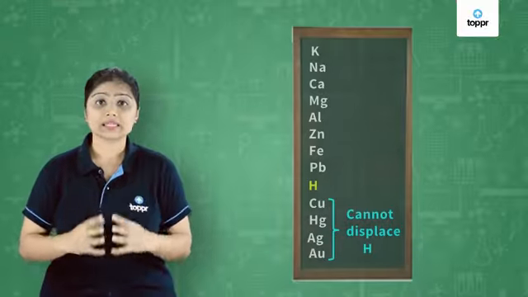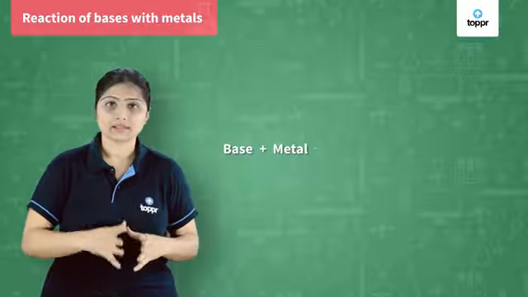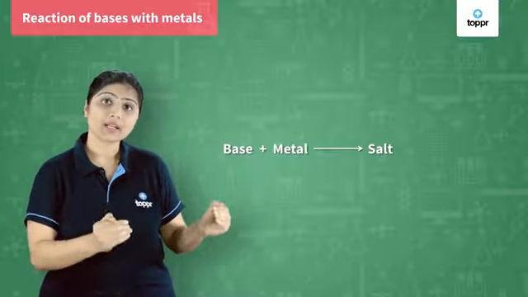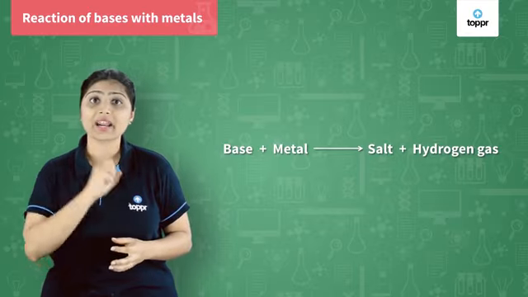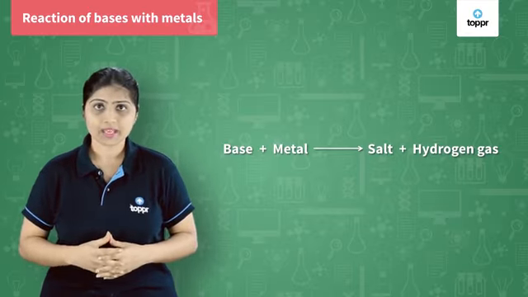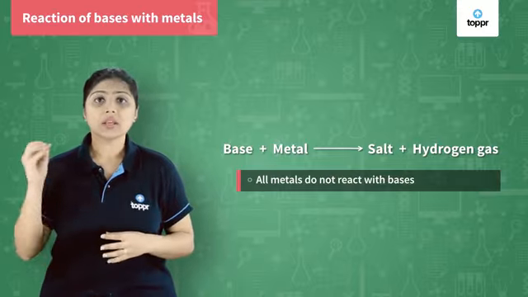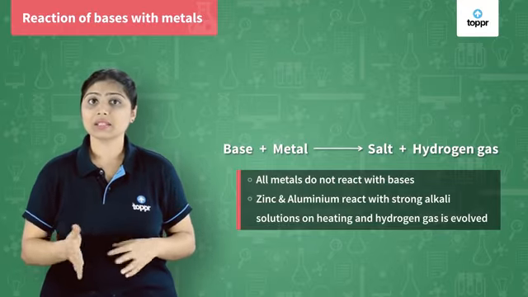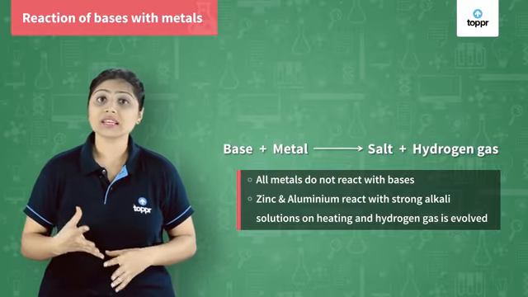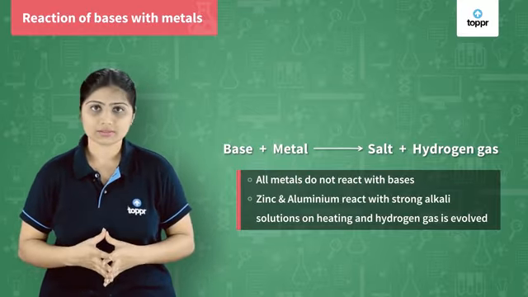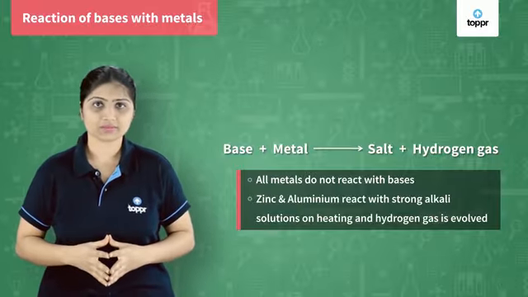Now let's come to bases. Bases react with metal and form salt and hydrogen. Here too the metal has to displace hydrogen from the base. But not all metals react with bases. Only metals like zinc and aluminium react with bases. Bases are electron donors and even metals are electron donors. So substances which have like nature generally do not react with each other.